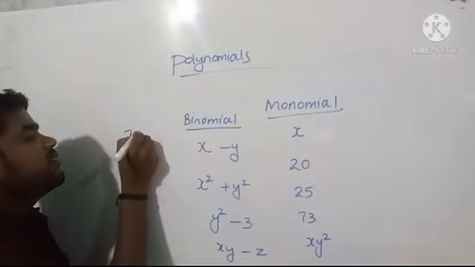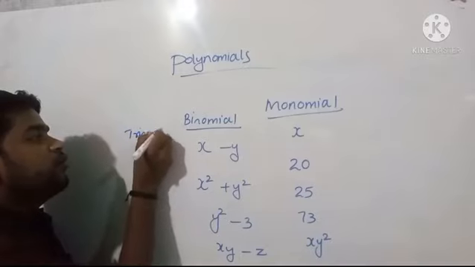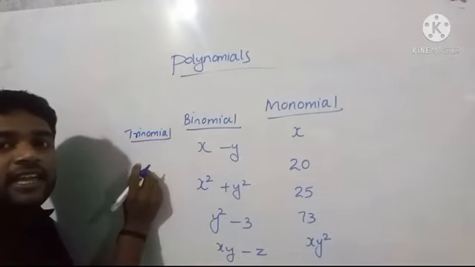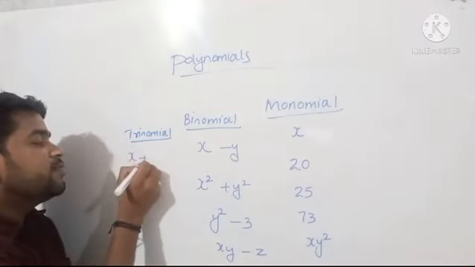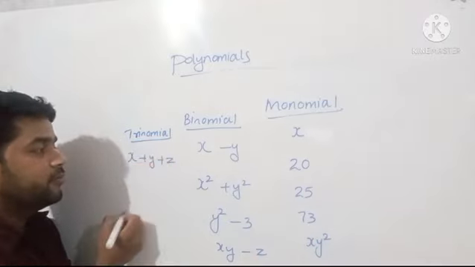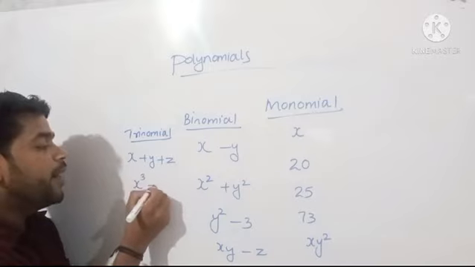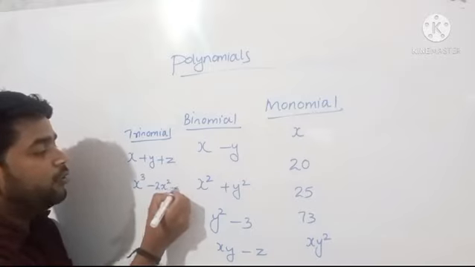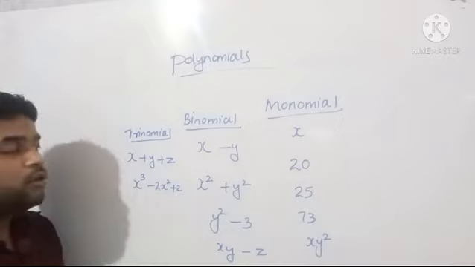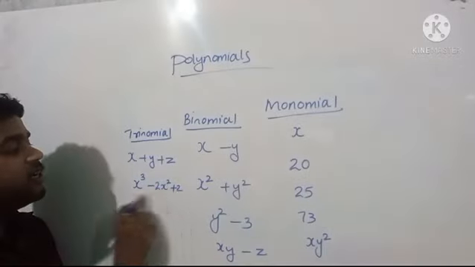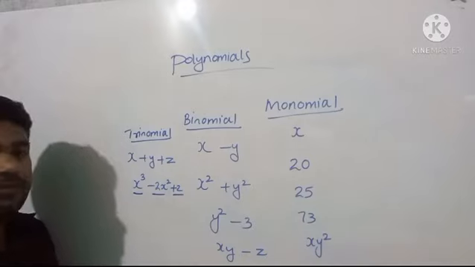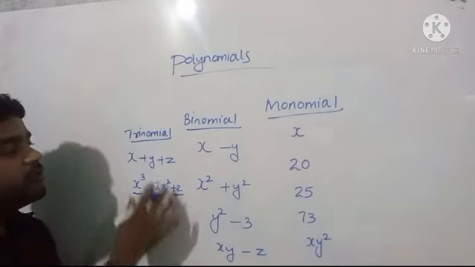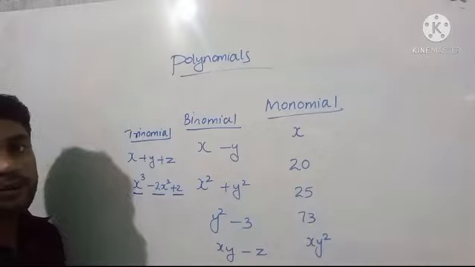Then the next one is trinomial. Trinomial means an algebraic expression containing three terms. So x plus y plus z, then x cube minus 2x square plus 2. It is also a trinomial because three terms are there: x cube, minus 2x square, then plus 2. These are the terms. So three terms are there, so we call it a trinomial.